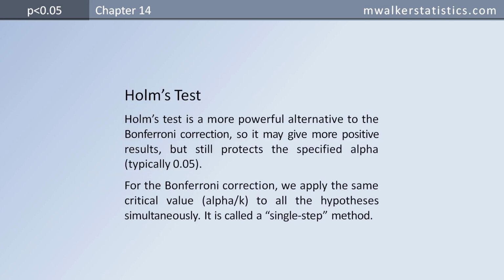Holmes' test is a more powerful alternative to the Bonferroni correction, so it may give more positive results, but still protects the specified alpha, typically 0.05. For the Bonferroni correction, we apply the same critical value, alpha over k, to all the hypotheses simultaneously. It is called a single-step method.